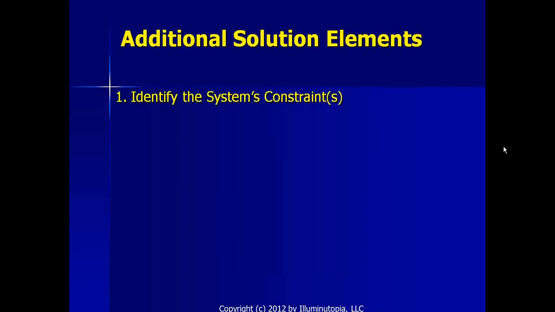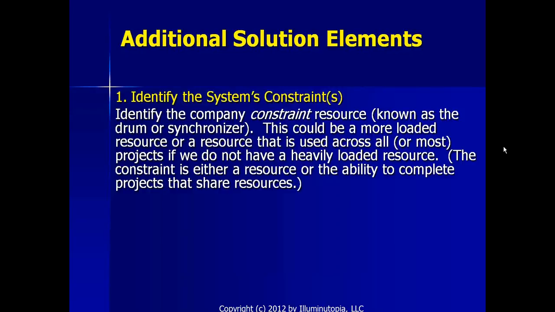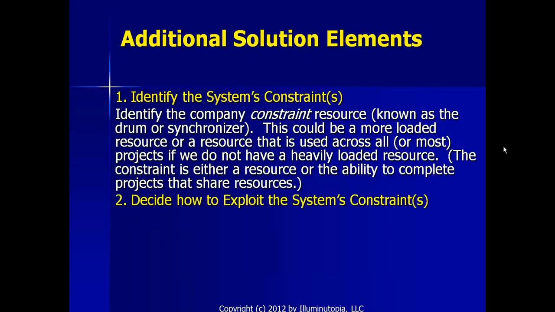So what are the solution elements that are needed in addition for a multi-project environment? We need to identify the system's constraint, the company constraint resource, known as the drum or the synchronizer. This could be a more loaded resource or a resource that is used across all or most projects if we do not have a heavily loaded resource. The constraint is either a resource or the ability to complete projects that share resources.